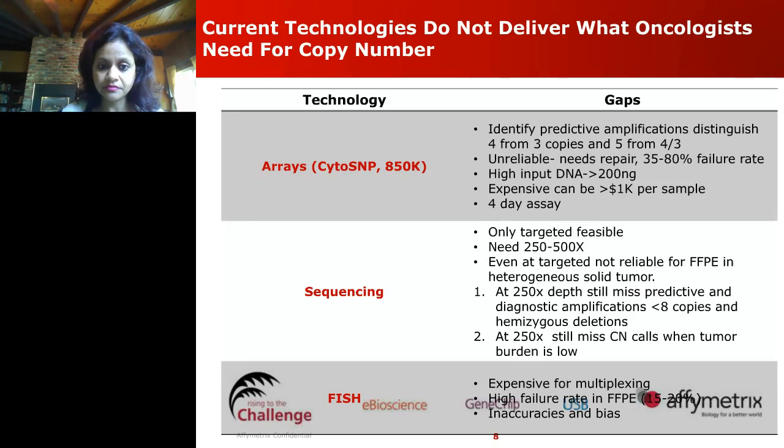FISH is widely used for the detection of copy number, but it's obviously very locus dependent, and as I'll go on to show you, as more and more copy number changes are deemed actionable, FISH becomes impractical. And of course, for research purposes where users are looking for a whole genome approach, FISH is not a useful technology.